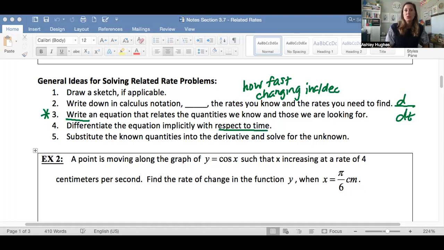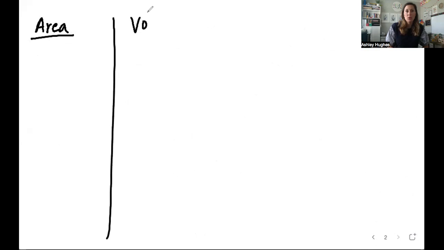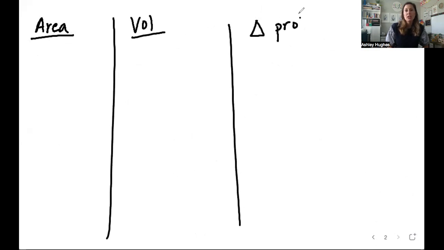So again, I'm going to stop sharing for a second and share my whiteboard, because I find it helpful to show you some different equation options. So in this unit, you might see an area problem, you might see volume problems, and you might see triangle problems. There are other types of problems too, but these are some big ideas for you to reference and go back to.